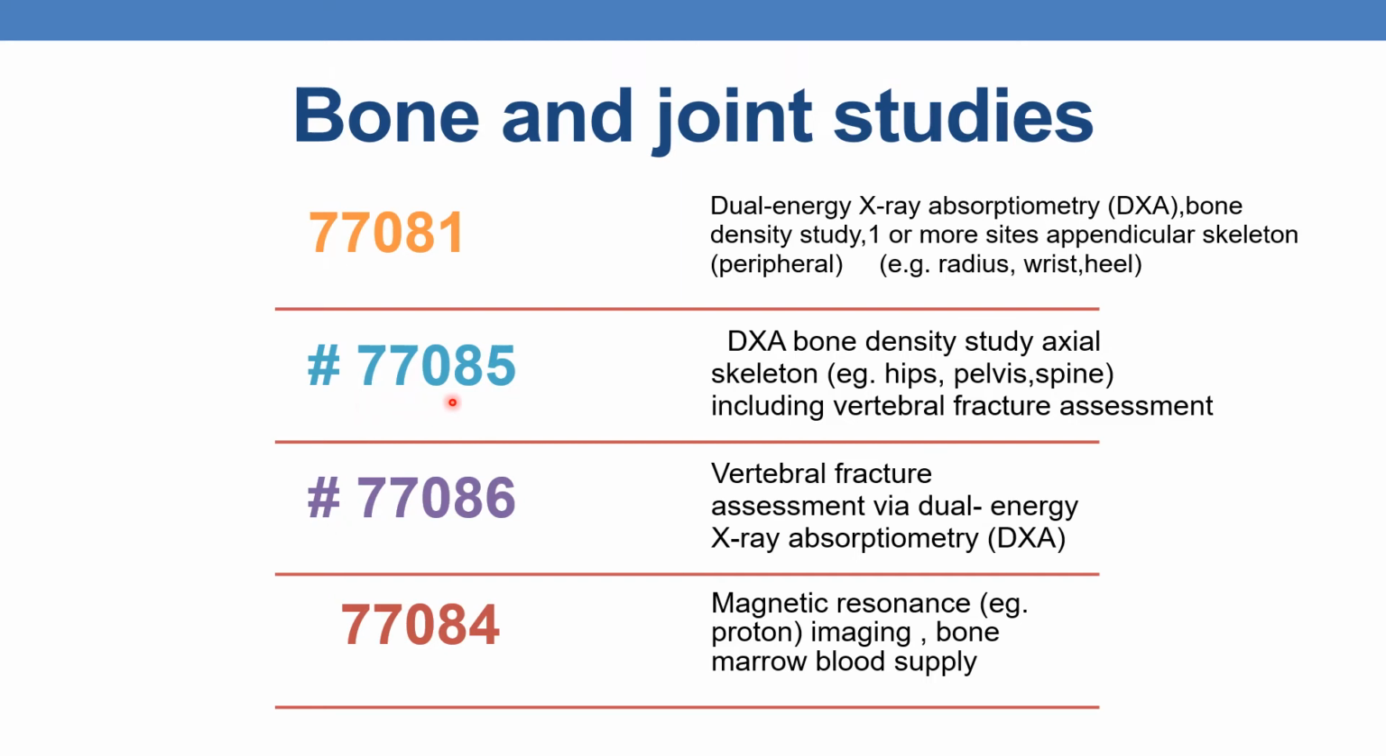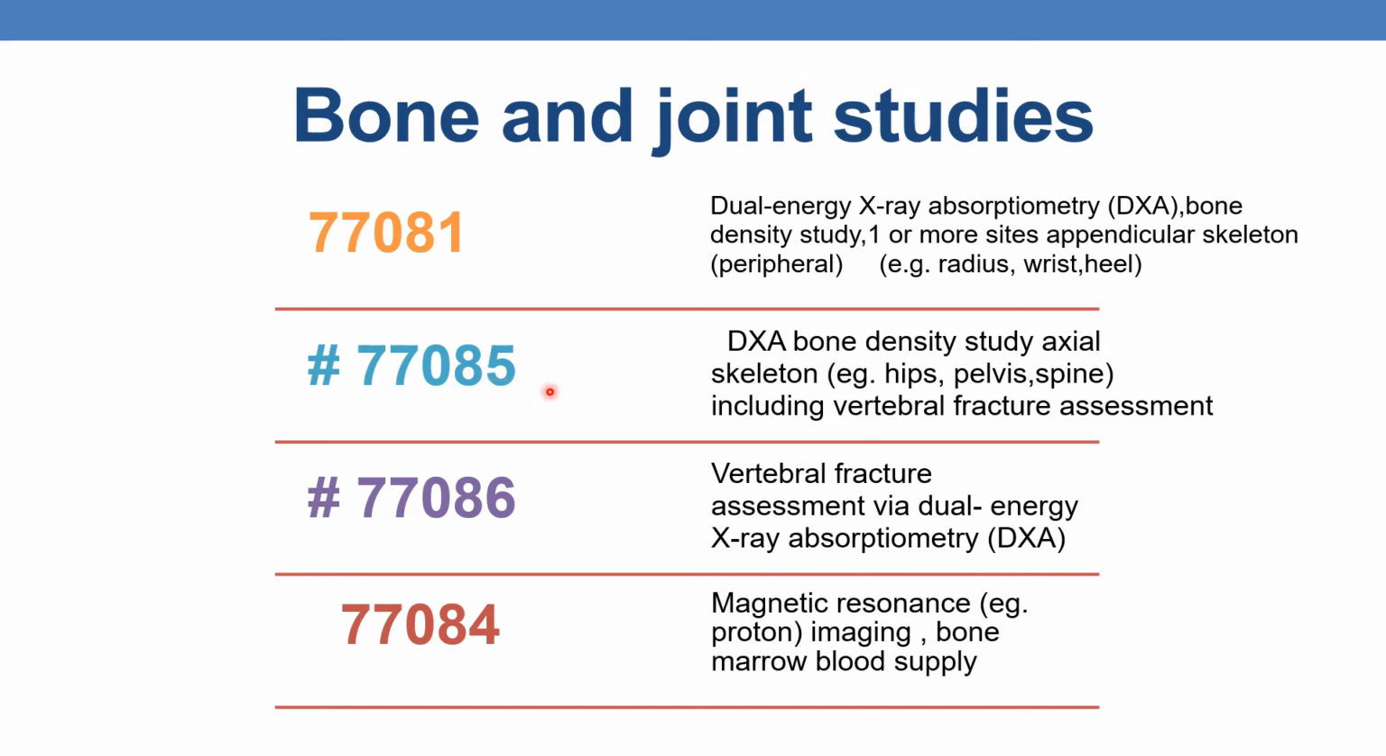The description of 77085 is DXA bone density study, axial skeleton, which includes hip, pelvis, spine, including vertebral fracture assessment. The DXA bone density study of one or more sites, axial skeleton, including vertebral fracture assessment, is given by 77085. The next code is 77086. It deals with vertebral fracture assessment via DXA. So, if only vertebral fracture assessment is done via DXA, you need to report 77086. Whereas if bone density study of one or more sites of axial skeleton is included along with vertebral fracture assessment, you need to report 77085.